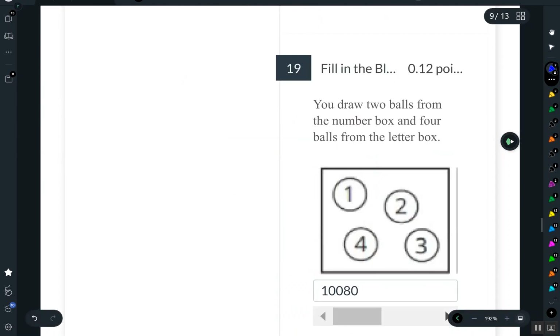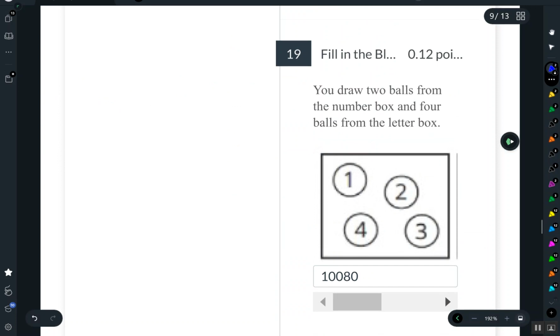Okay, number 19, unfortunately this picture got messed up.